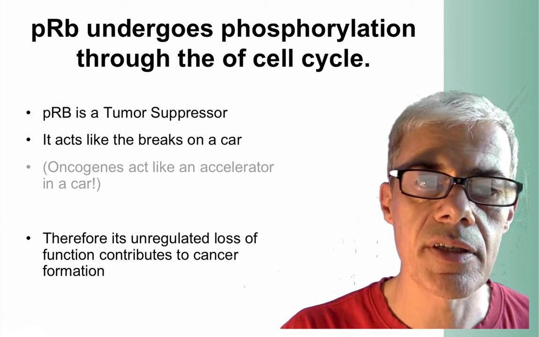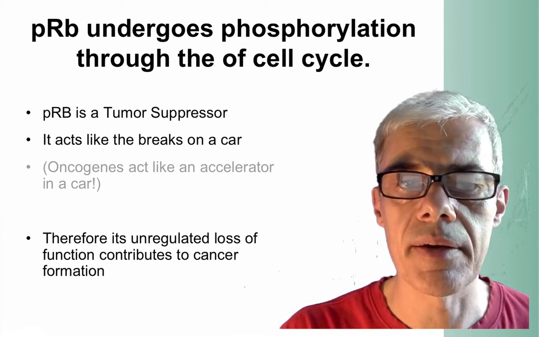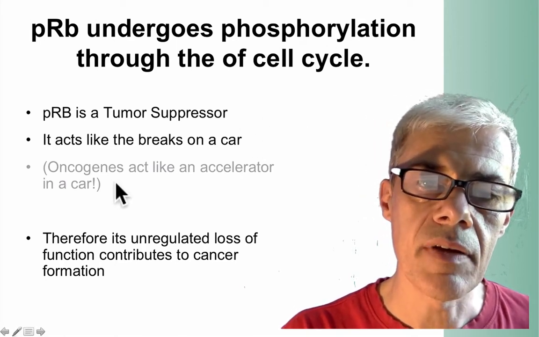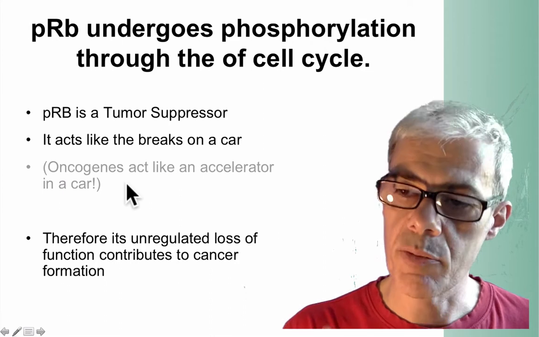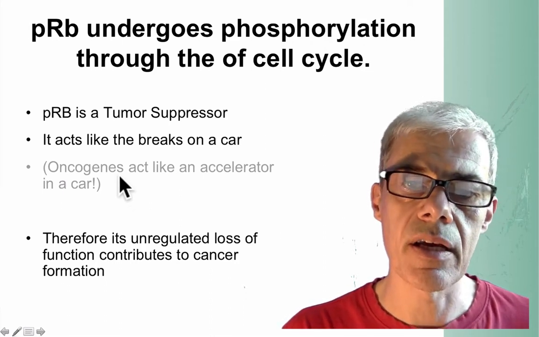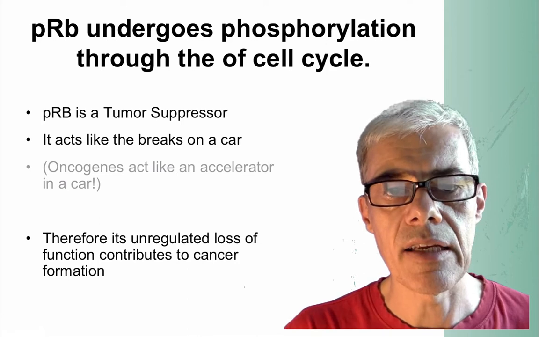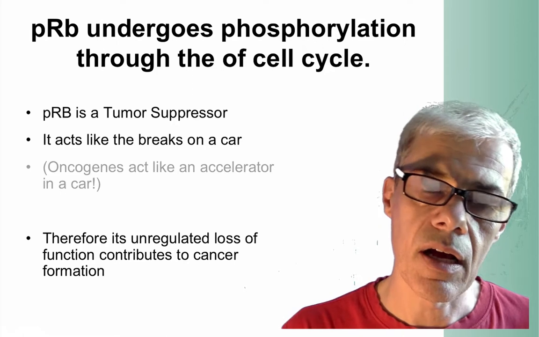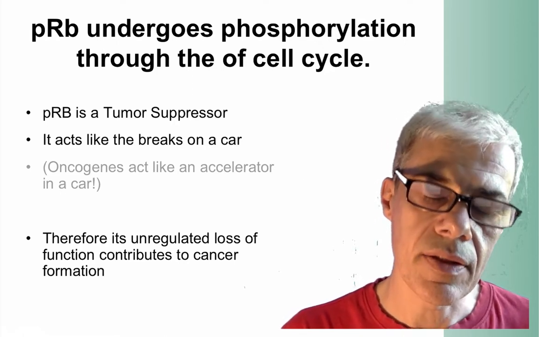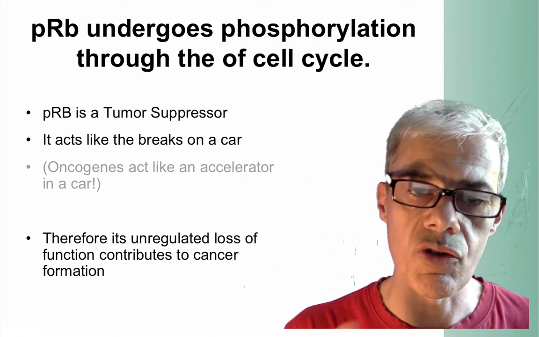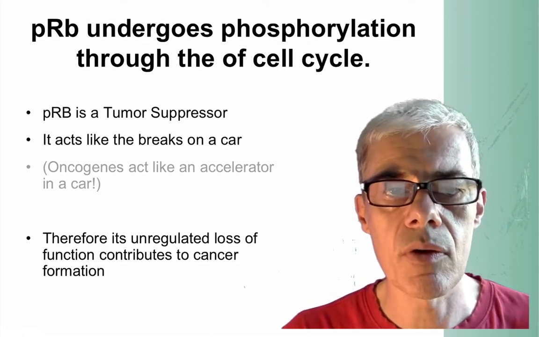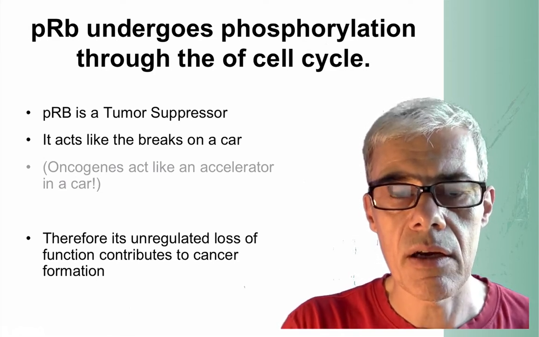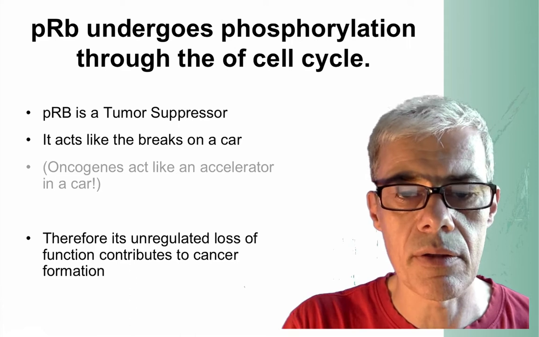So effectively, tumor suppressors act a little bit like a brake on a car. And we've also discussed oncogenes, and oncogenes effectively drive growth rather than suppress growth. So oncogenes act a little bit like an accelerator on a car. And in cancers, both tumor suppressors and oncogenes tend to be perturbed, and this leads to uncontrolled cell proliferation. So we'll have a little bit of a look at the role of the retinoblastoma protein and how it is involved in regulating the cell cycle.